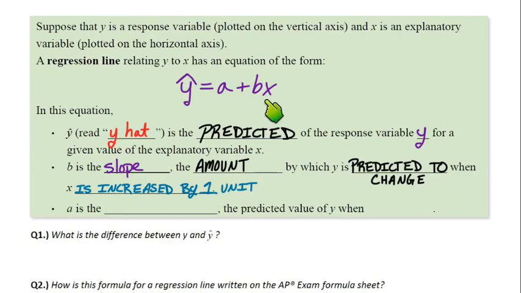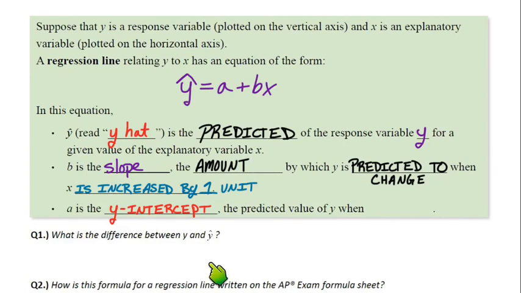So if the slope is 5, every time x goes up by 1 unit, the output goes up by 5. a, that's the y-intercept. Again, that one's pretty straightforward. So we have y hat, our predicted outcome, equals the y-intercept plus the slope times the inputs. Those are the x values.